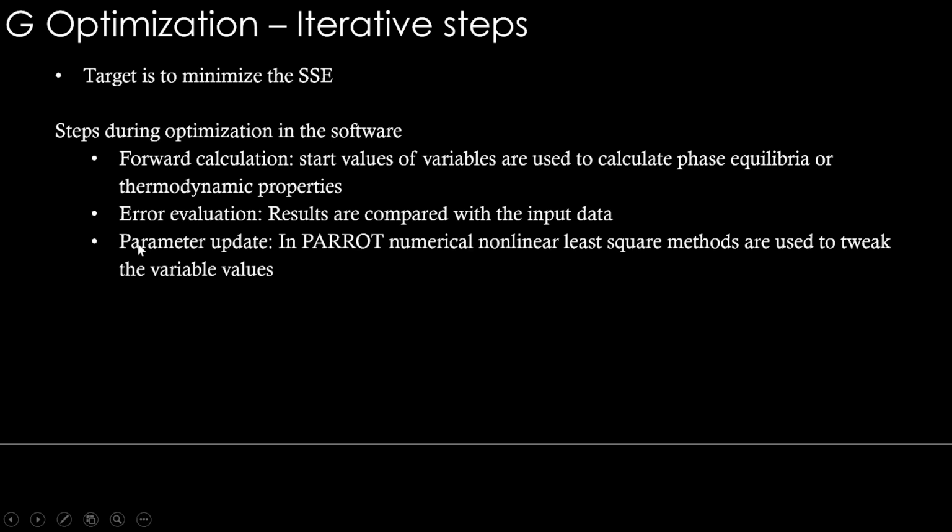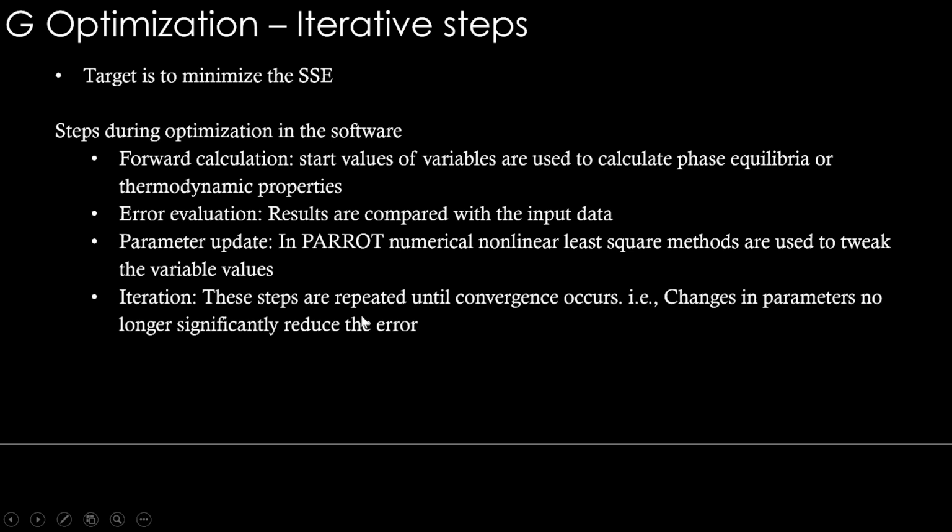After that, the parameter update is done as the next step, where in the Parrot module numerical non-linear least square methods are used to tweak the values that were assigned initially. So now the variables are tuned. The new variables will be used to do the forward calculation again, and the errors will be checked again. If the errors are significant, the variables will be tweaked again. This is repeated; that is the iteration. These steps are repeated until convergence occurs, that is, changes in parameters no longer significantly reduce the error, or the parameters themselves do not change much.